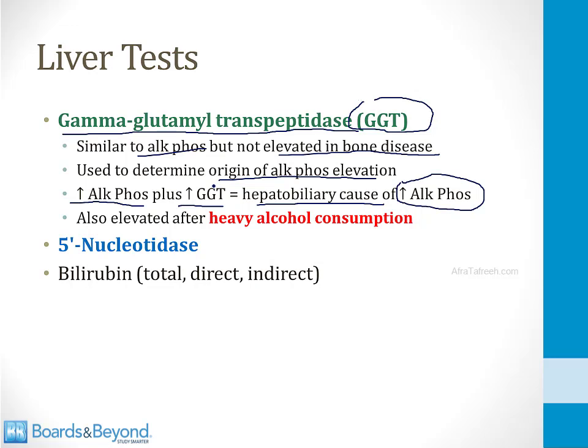Another special feature of the GGT blood test that you should be aware of is that it becomes elevated after heavy alcohol consumption, so you can measure this level to determine whether patients have been drinking or not. There's a related enzyme called 5' nucleotidase. This is just like GGT. It is another enzyme that can be used to determine the source of an ALK-Phos elevation.